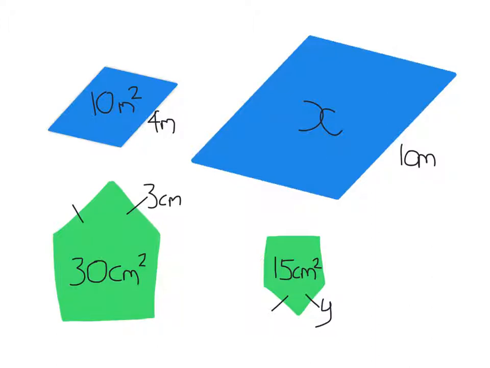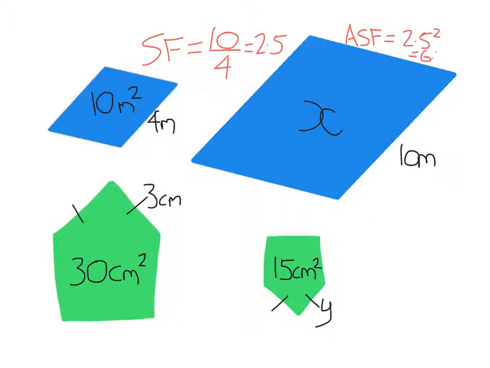Of course, this area and volume scale factor only work for similar shapes. So we know that the scale factor is 10 over 4. Remember, I always said do larger shape divided by smaller shape. So that equals 2.5. That tells us that the sides of the larger shape are 2.5 times as long as the sides of the smaller shape. So if the scale factor is 2.5, the area scale factor, which I'll call ASF, is 2.5 squared, which is 6.25. So that means that the area of the larger shape is 6.25 times the area of the smaller shape.